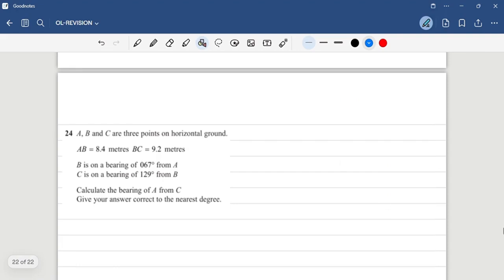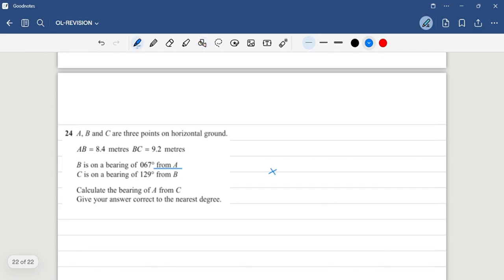Question number 24, he said that A, B and C are 3 points on horizontal ground. We have AB 8.4, BC 9.2. From here we will start the question. B is on a bearing of 67 degrees from A. We know that the bearing starts from what comes after "from". Okay, so after "from", this is representing the bearing, so I will assume that this is the point A.